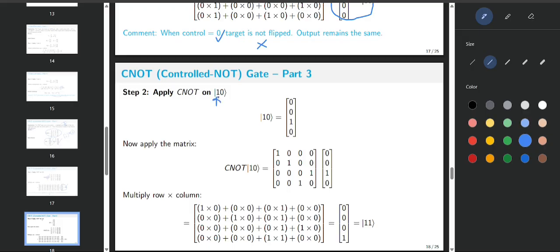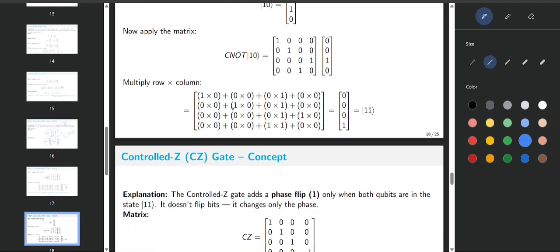Okay, let us talk. Here control is 1. Now please look into the operation. If control is 1 and target is 0 right here, you will end up getting 1, because control is 1, so the target changes. Control remains the same but the target flips. So for example, if we are having 1, you will end up getting 0.